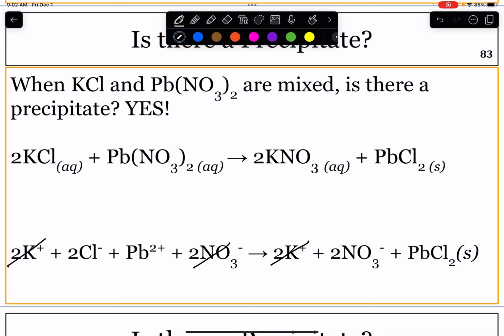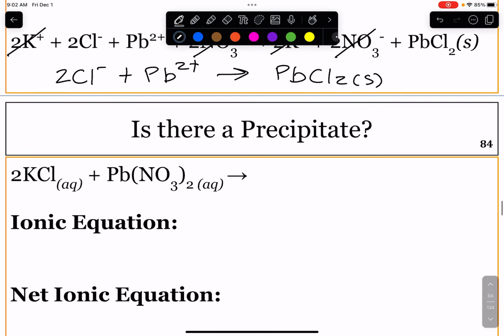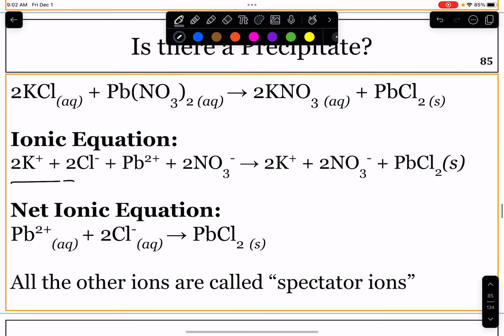The nitrate, though, is aqueous on the reactant side and aqueous on the product side, and so it actually did not change. Now we rewrite what we have left, the things that we did not cancel. This is what we call the net ionic equation. Here it is all typed out. We've got our ionic equation and the net ionic equation. After we cancel the things out, what's left is considered the net ionic equation.